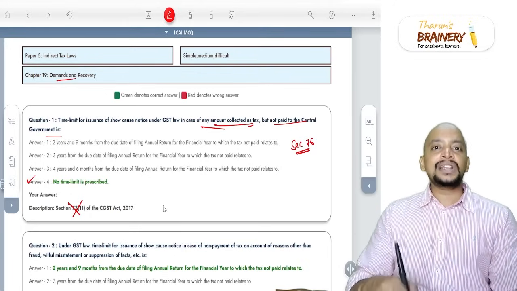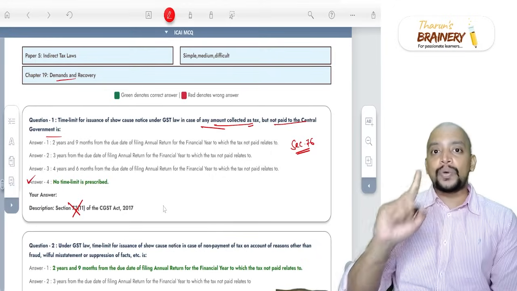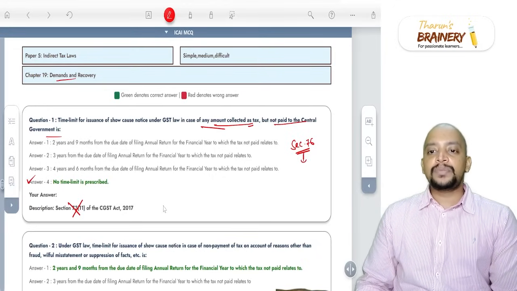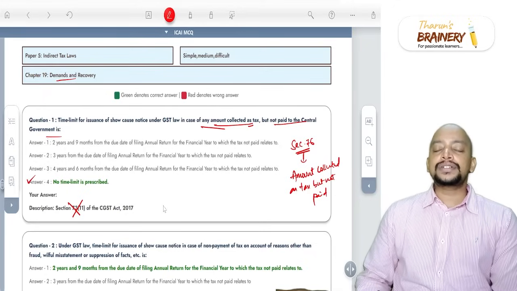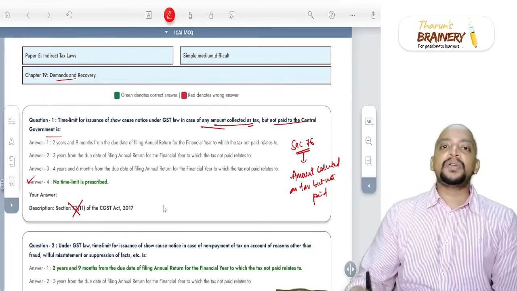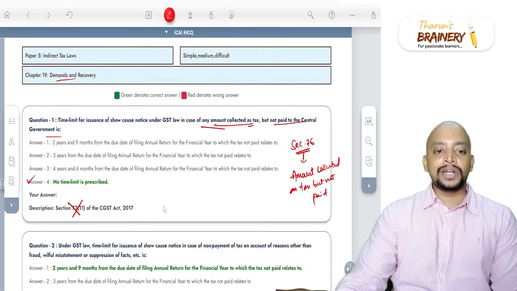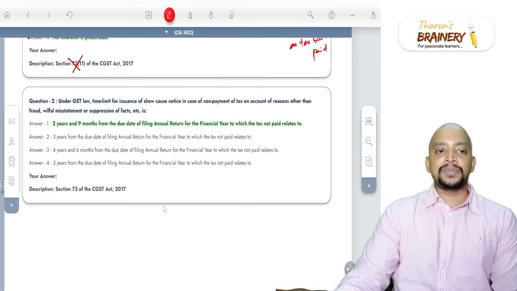Once the notice is given, thereafter the order should be passed within 1 year. Okay. So this will come under amount collected as tax but not paid. Then they can also test on the order time limit. The order time limit will be 1 year from the date of notice. But for notice, no time limit.